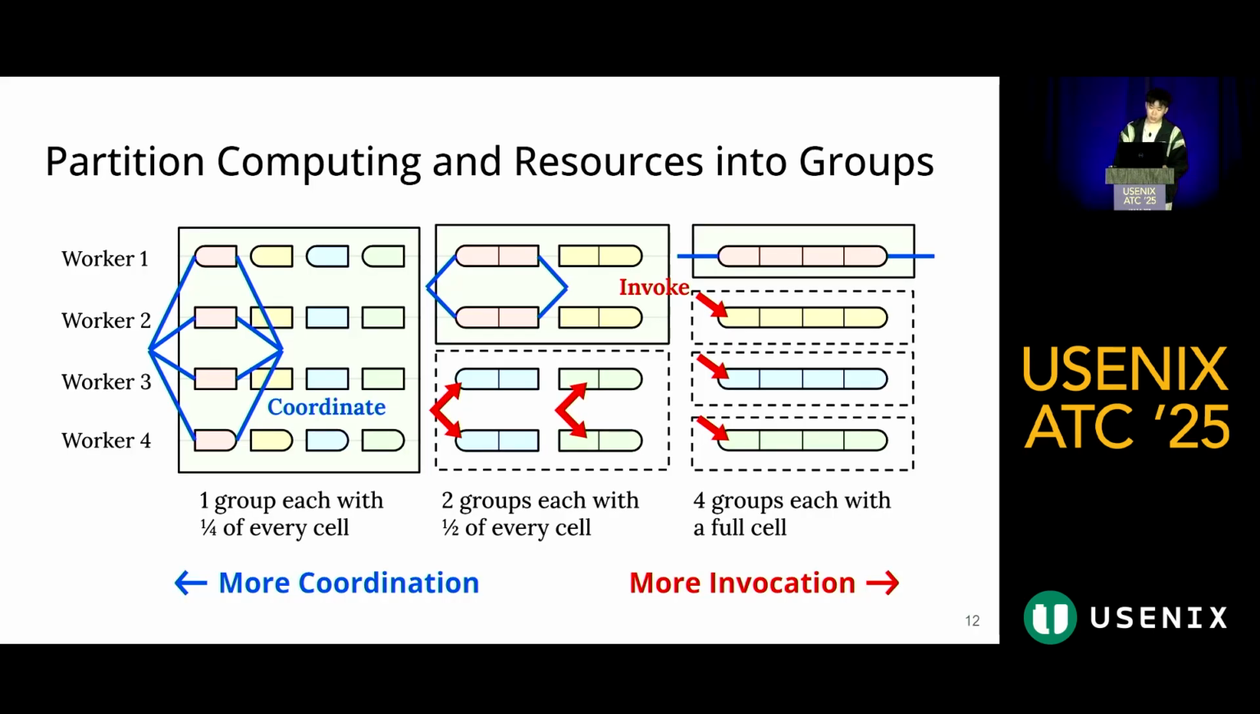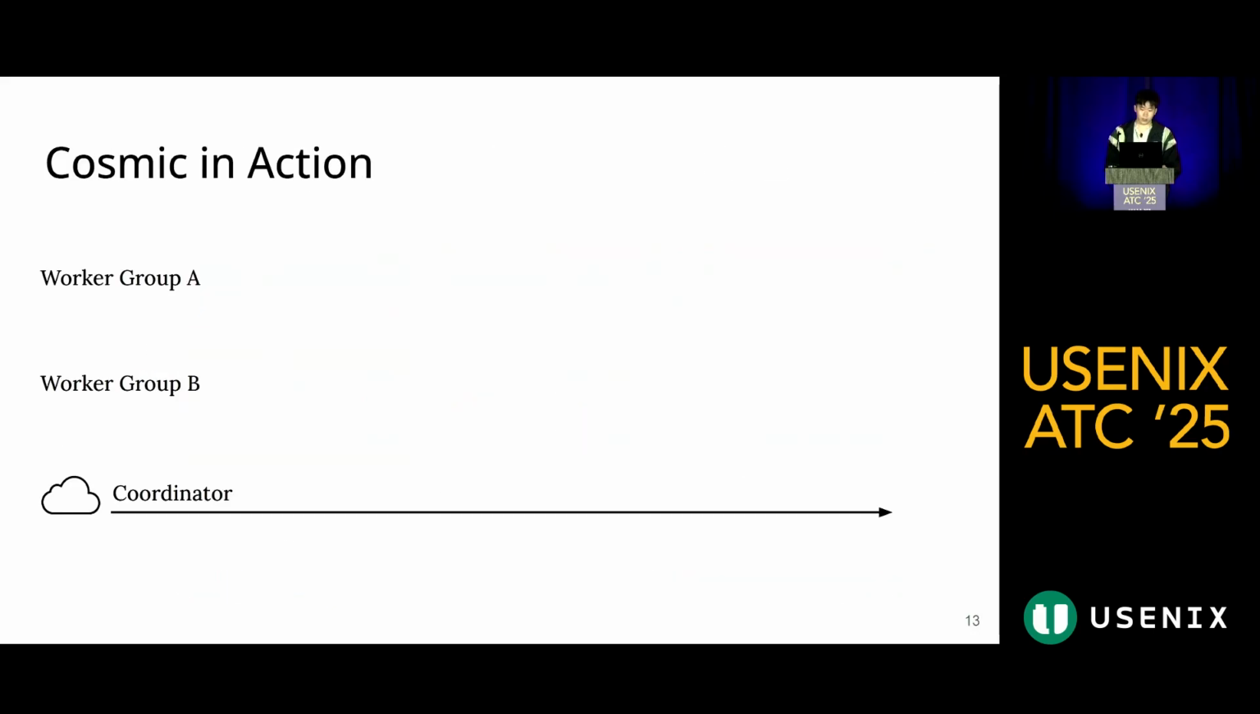As we observe here, there's a trade-off between more coordination delay and more invocation delay in terms of how we divide the computational resources into groups. So now let's see how Cosmic would actually run.